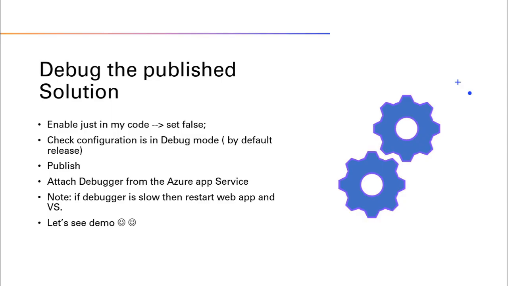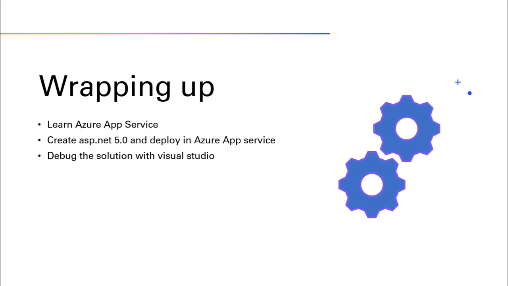Now let me get back to my slide. So what we did: we published and debugged it, and we saw the demo also. Let me wrap it up. We learned about Azure App Service, what it is, what the capabilities are, and how it works. Then we created one ASP.NET 5 solution and deployed it in Azure App Service. With that, we created a new Azure App Service, saw some of the scaling options, and finally debugged the solution. Debugging is one of the most important things we have in Azure App Service.